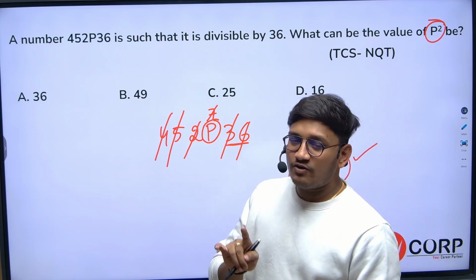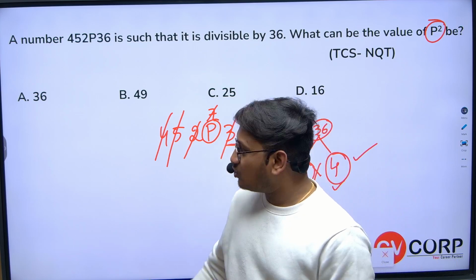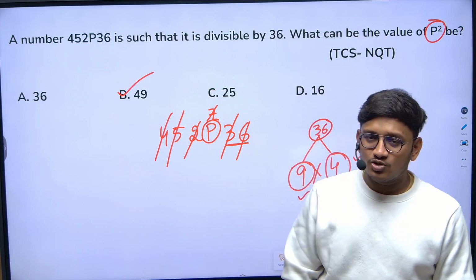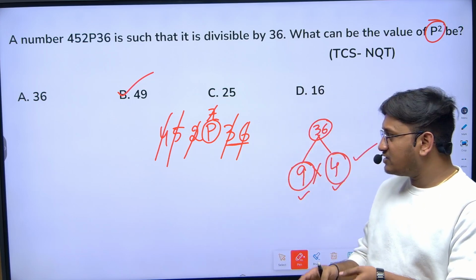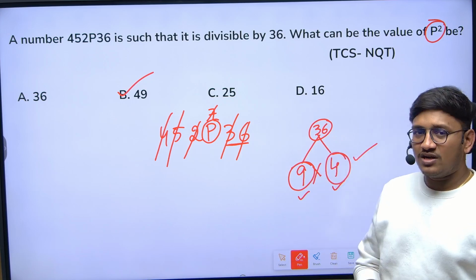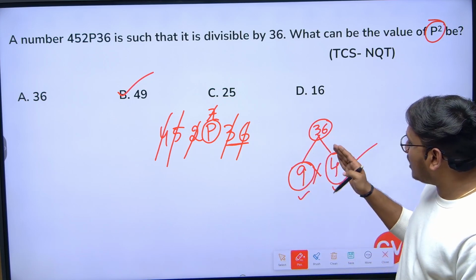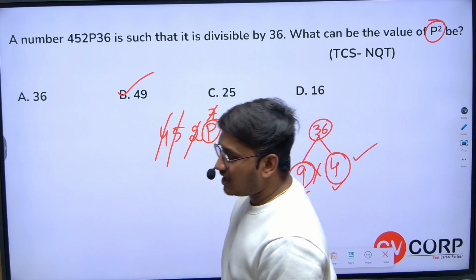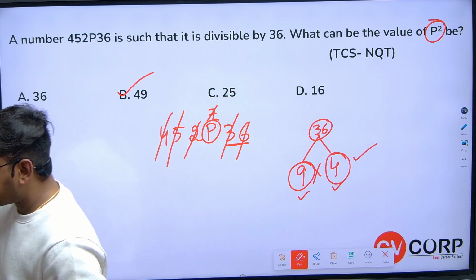So if the p value is 7, they are not asking you to find the value of p, they are asking you to find the value of p square. So what will be the answer for p square? 7 square is 49, that's it. If any number needs to be divisible by 36, make sure that the number is divisible by 9 and 4, then it is definitely divisible by 36. For that you just need to understand.